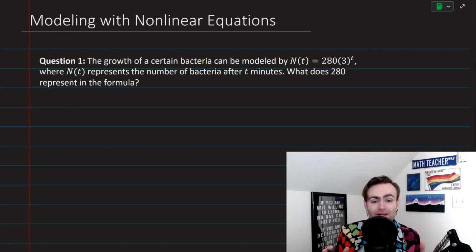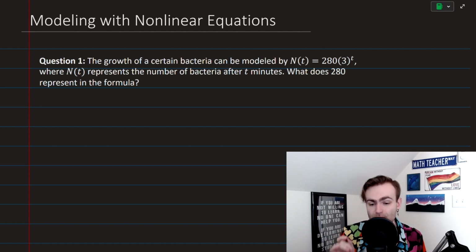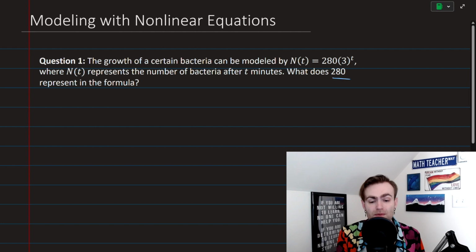So let's model with nonlinear equations. Specifically, we're going to model with exponential functions. So our first question is kind of like what part of the equation am I talking about? If we look at it, it says the growth of a certain bacteria can be modeled by n of t, which equals 280 times 3 to the power of t, where n of t represents the number of bacteria after t minutes. What does the 280 represent in the formula?